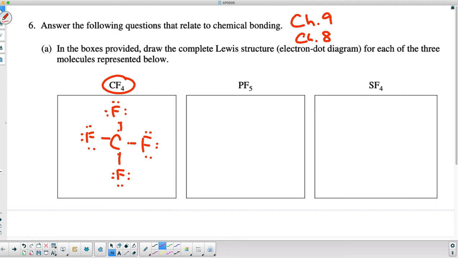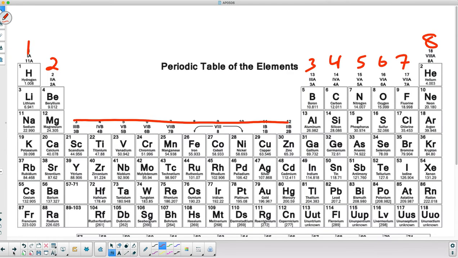So I'm going to show you one more, and I'm going to ask you to do this one on your own to make sure that you can do it yourself. We'll take a look at another one. Where's sulfur? Sulfur is in group 6. Just because it's below oxygen doesn't mean that the number of valence electrons changes. It does not. So oxygen, sulfur, selenium, tellurium, polonium, and livermorium all have 6 valence electrons, no matter where they are, as long as it's in group 6.